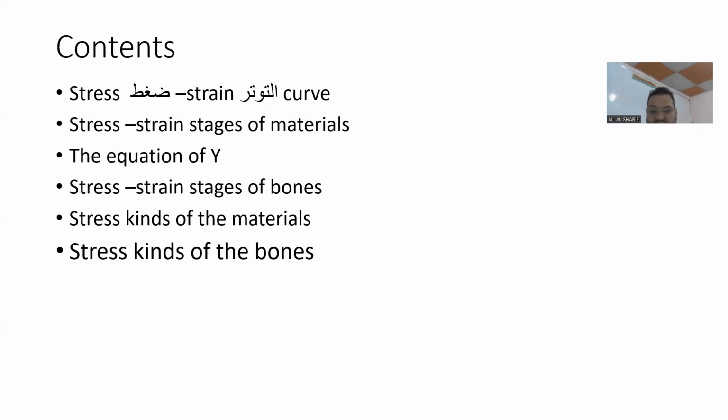And the stress-strain stages, the equation of U capital and what that means, the stress-strain stages of bones, and the stress kinds of material and bones.